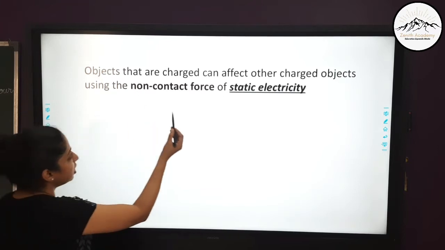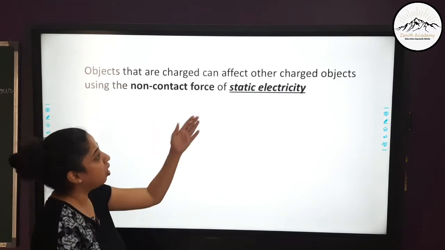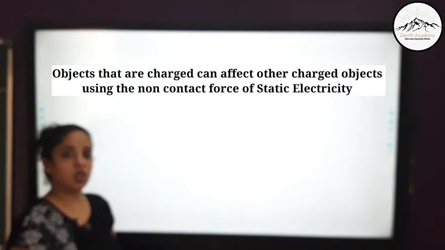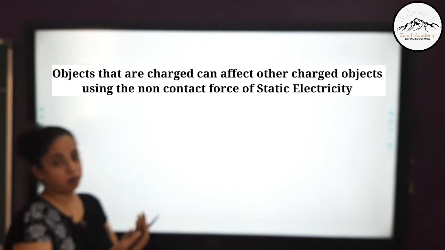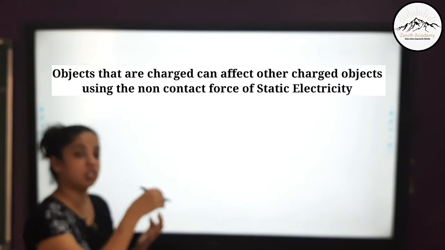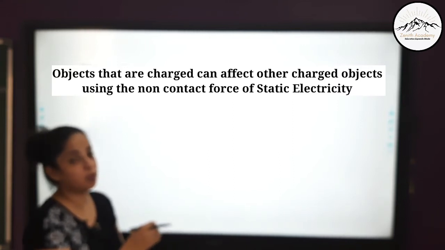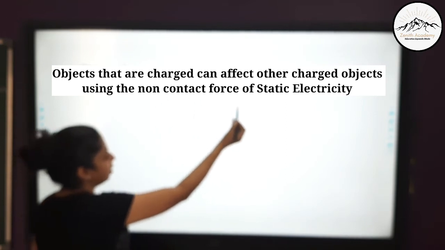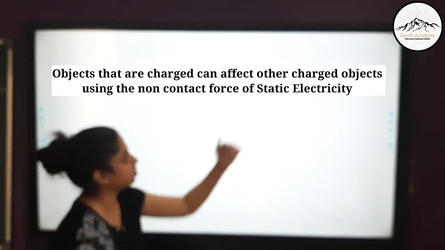Now the objects that are charged can affect other charged objects using the non-contact force of static electricity. Okay. So if there is a charged object, then another object which is in the vicinity of that charged object also experiences some amount of force, and that non-contact force is of static electricity.